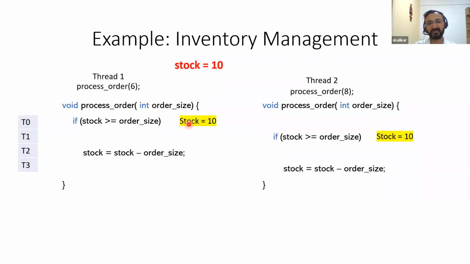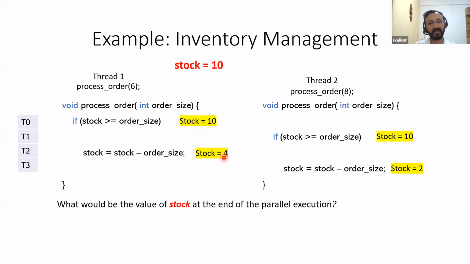At T2, again stock is 10 for the second thread. At this thread, because T0 is correct, saying the true value, it is decrementing to 4, and this is decrementing to 2, and then boom, things went wrong. So what would be the value of stock at the end of this parallel execution?